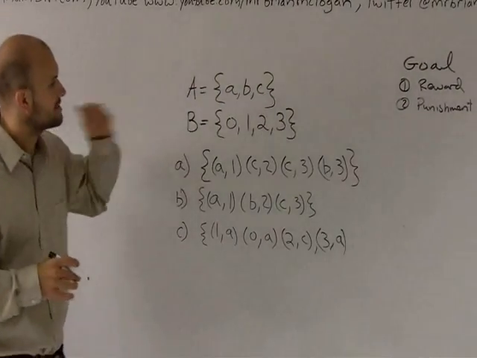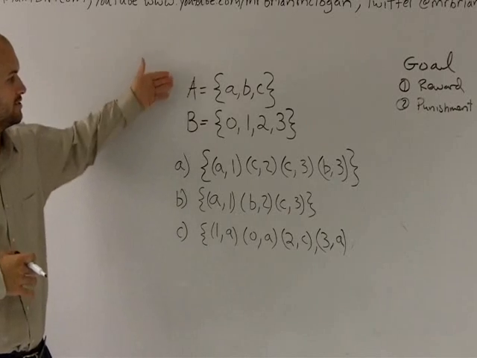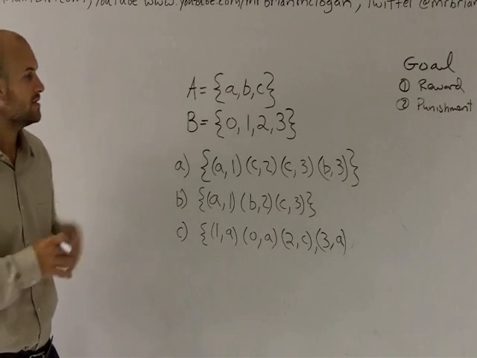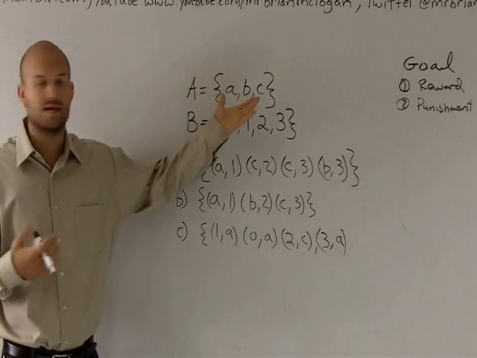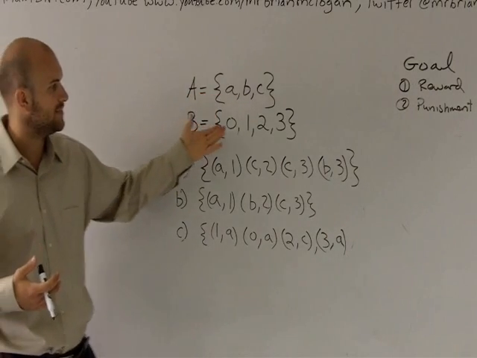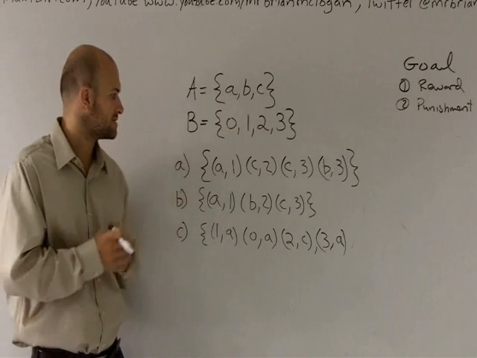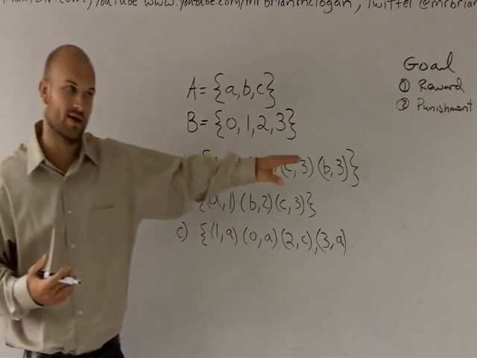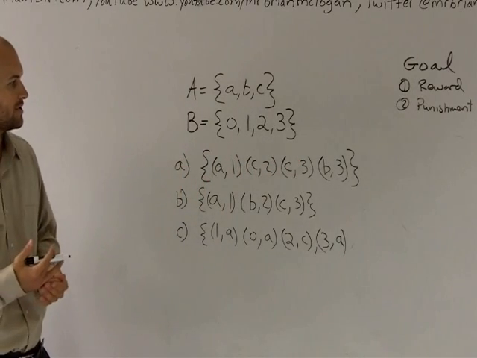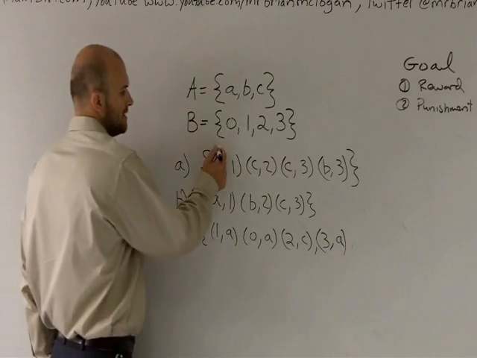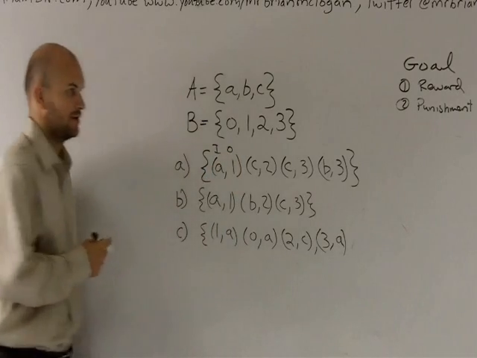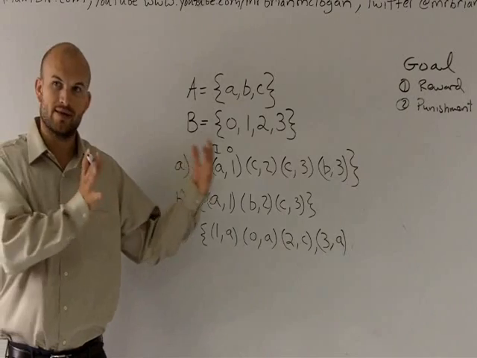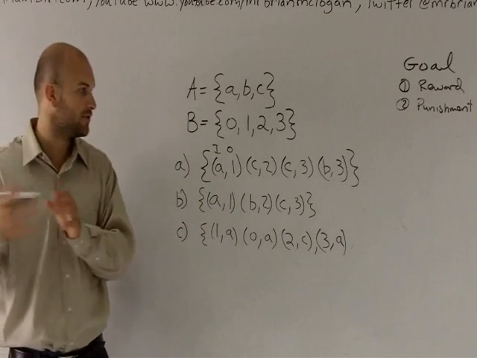What I want to do is show you how to determine if you have a functional relationship between two sets, A and B. Our set A is a set of letters and B is a set of numbers. To determine if it's a functional relationship, we have a set of ordered pairs. Remember, with ordered pairs we have an input and an output. From my overview, we had set A and set B, and the input relationship to the output relationship.